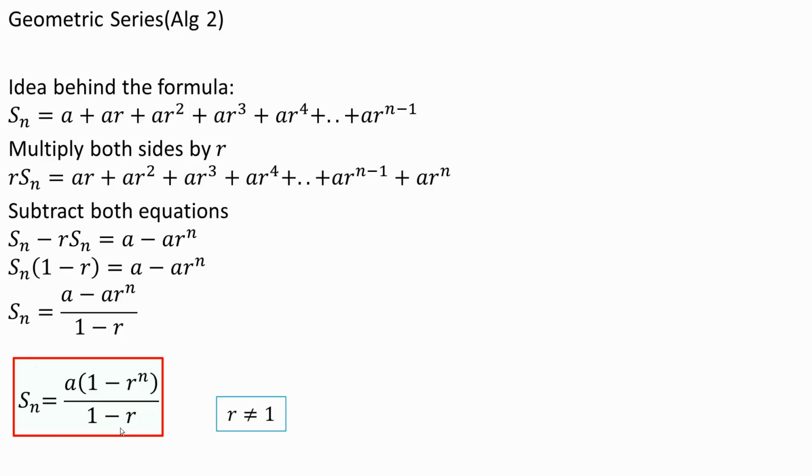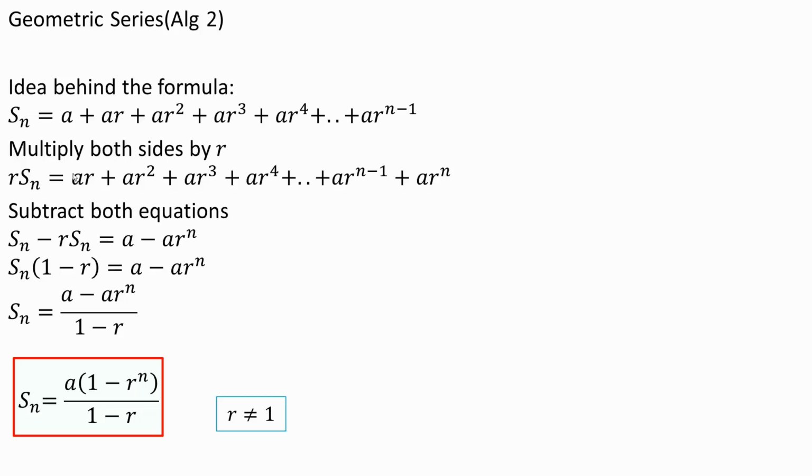Now, in order to derive this formula, what I could do is write the exact same equation but multiply both sides by r. So it's allowed. I'm going to multiply s sub n by r and this stuff by r also. And so this a becomes ar, becomes ar squared, becomes ar cubed, and so on. And then the last term will be ar raised to n, and the term before it will be ar raised to n minus 1.